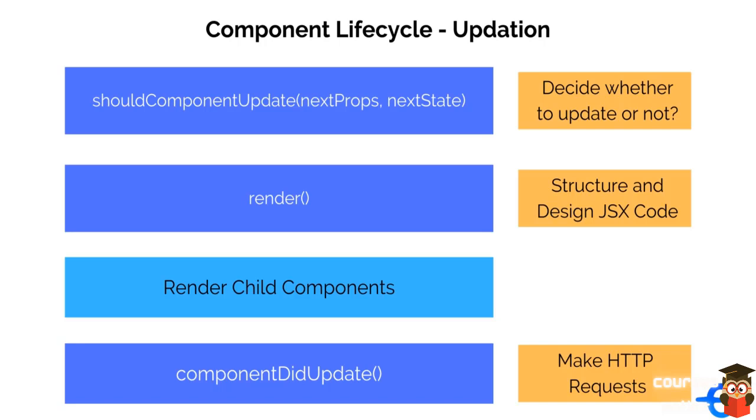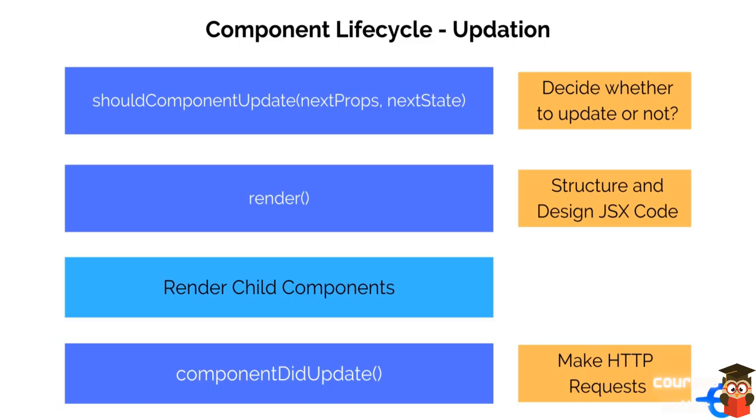When the current component along with its child components is updated, React calls the final callback, which is componentDidUpdate. It just tells us that the component is updated in the browser DOM. This is the stage when we can make API requests to fetch data from the backend. There are 2 more callback methods in the update lifecycle: getDerivedStateFromProps and getSnapshotBeforeUpdate. We will talk about them in the coming videos.